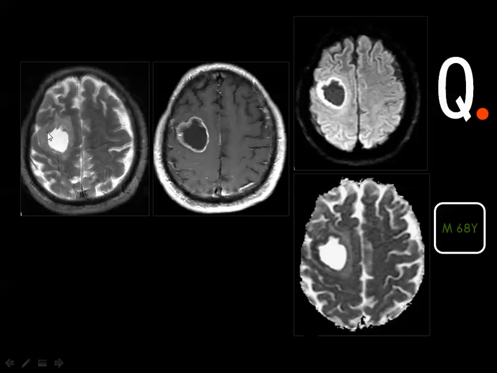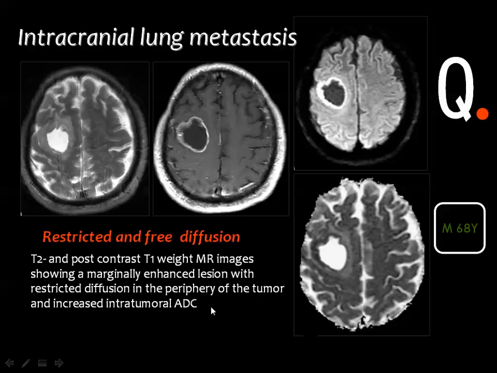Then what do you think about this lesion? T2 weighted image, T1 post contrast, diffusion, and ADC. And that is right, this is a tumor because there is free diffusion except for the margin of the lesion, and this margin is restricted because it is of bright signal in the DWI and low signal in the ADC. This is known in cases of glioma and also in cases of metastatic deposits.